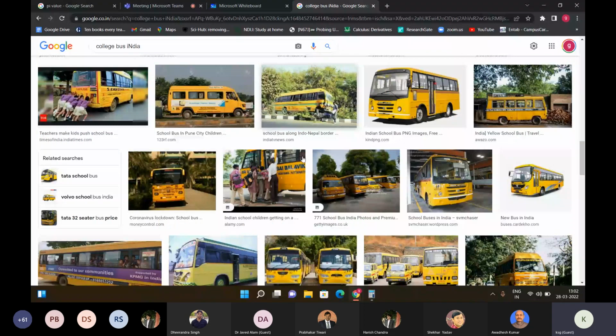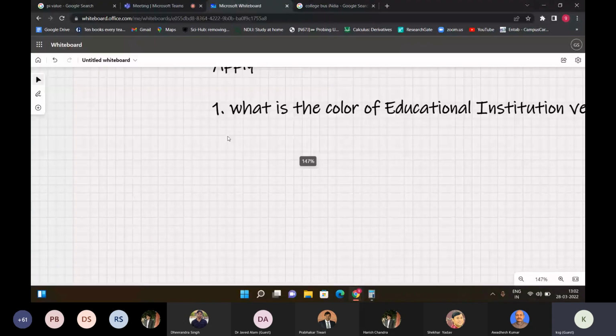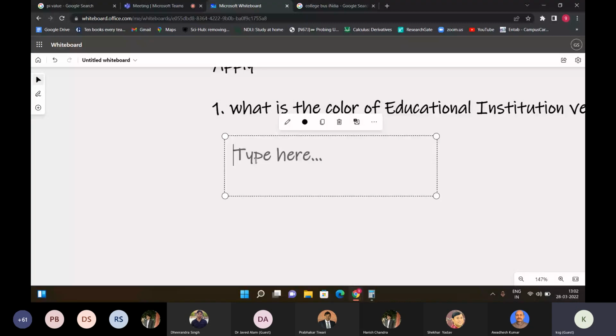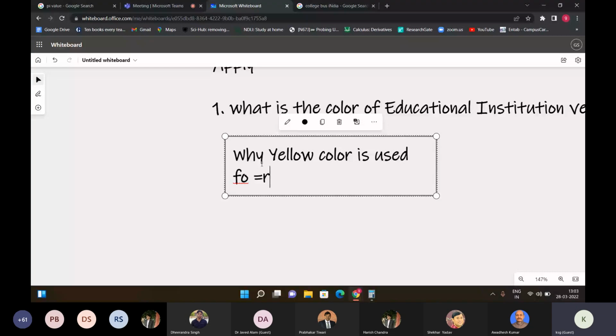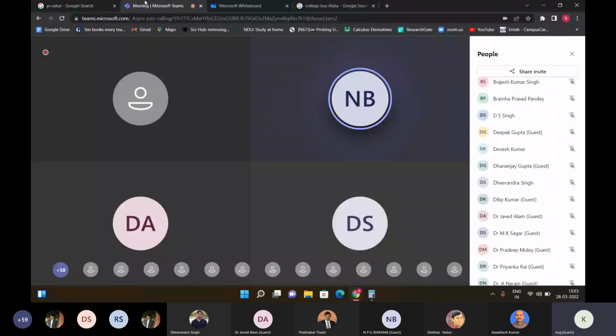Now once again the question starts. The question says: why is yellow color used for college vehicles? What is the reason? You need to know why this yellow color is used, and why the government has chosen it. There are so many colors, but in spite of that, why has yellow been chosen?